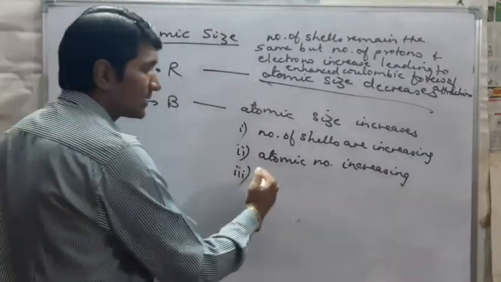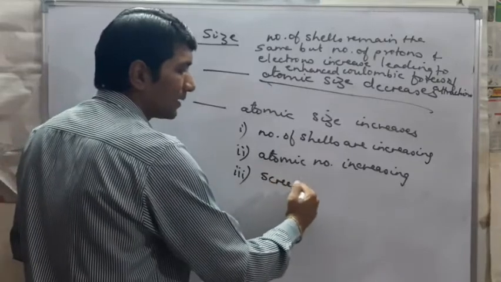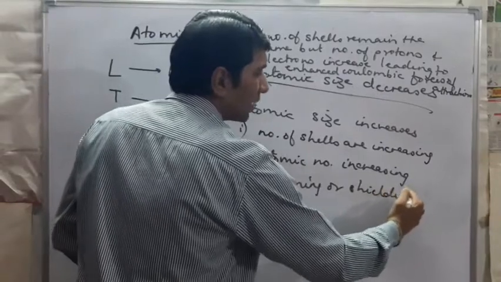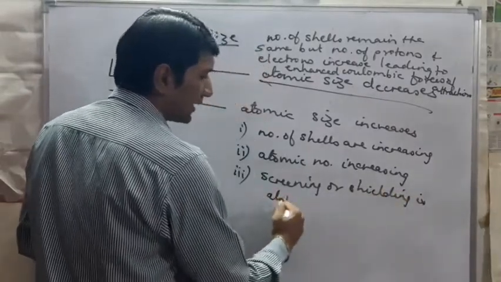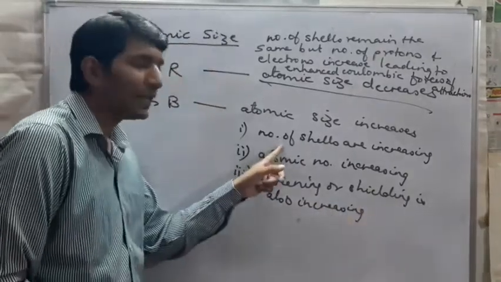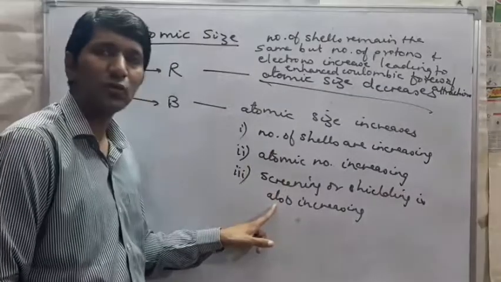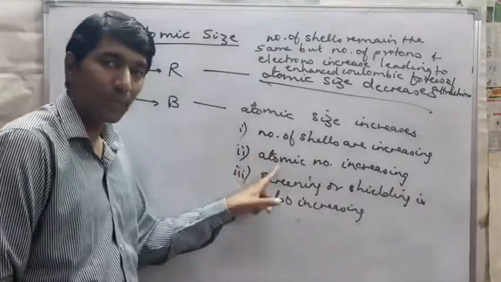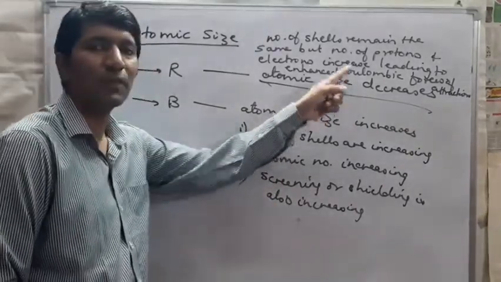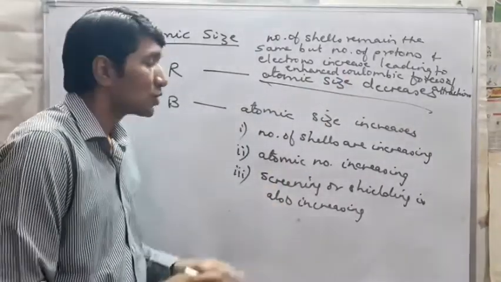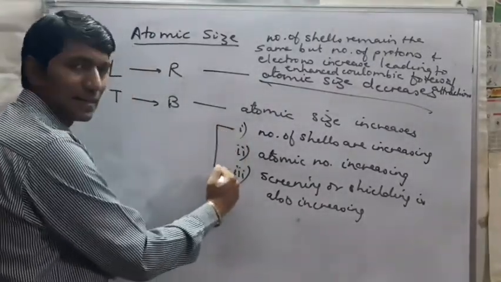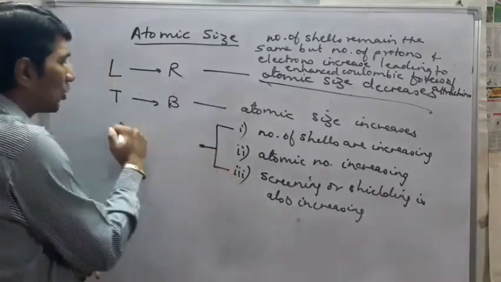The third point is that screening or shielding is also increasing. Now see, the first and third points will lead to atomic size increase, but if the atomic number is increasing, then obviously the size will decrease. Why? Because again the Coulombic forces of attraction will increase. So what is actually happening? Cumulatively, the first and third are having a dominating effect.